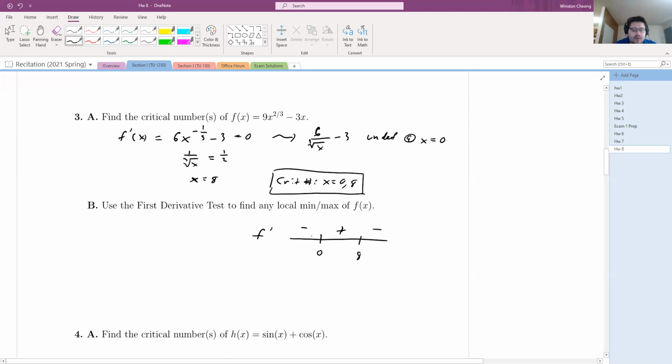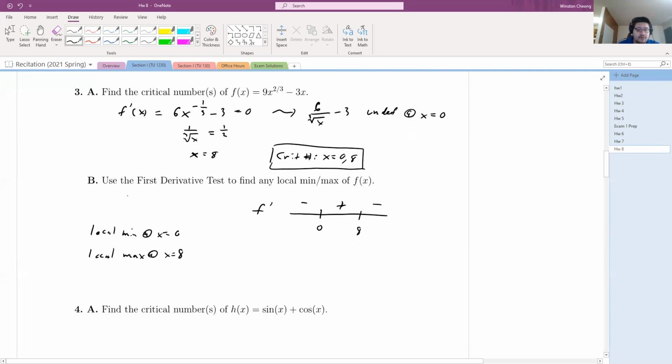So minus to plus and plus to minus. So right, local min at x equals, local max at x equals. So minus to plus, I'm tracing it on the screen. It's a min. And then plus to minus is a max. Okay. All right. Any questions on this problem?